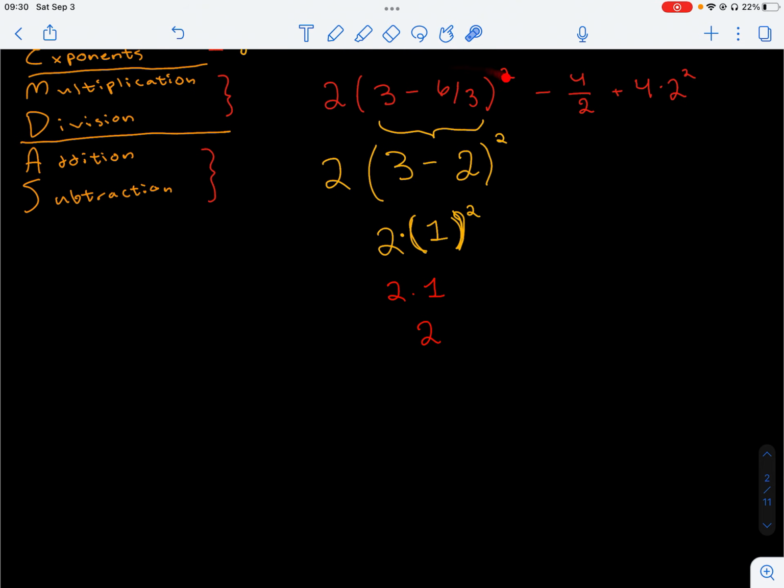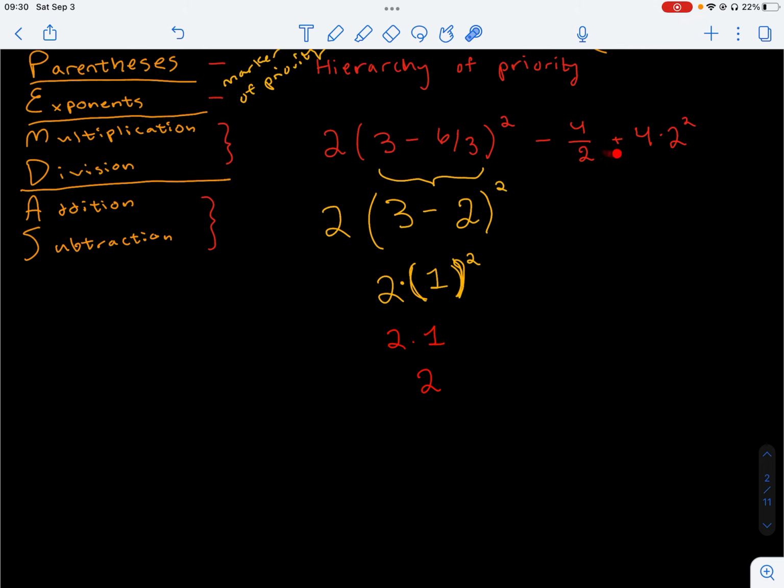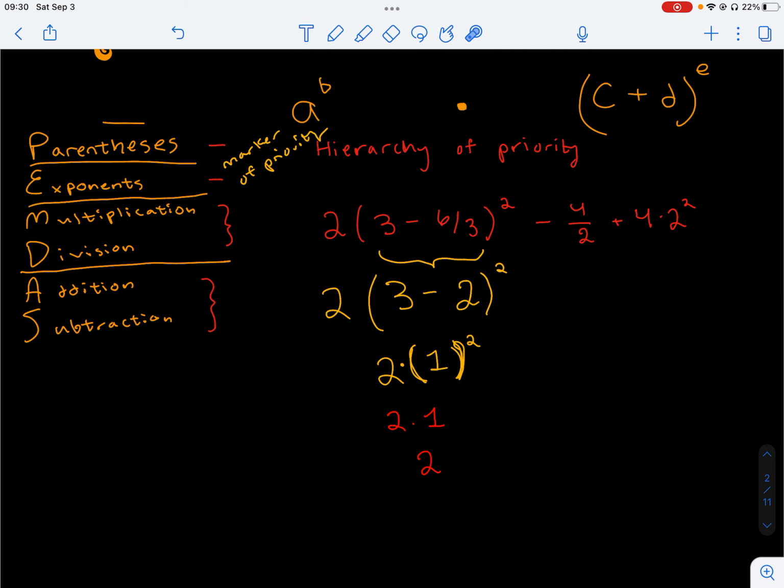Brilliant. We have now taken care of this entire term here. Now, the reason we've gone through all of this before touching any of this stuff over here is because right now I see a subtraction sign following this big giant term. Notice here, subtraction and addition, so this addition here would be the same, are the lowest priorities of everything else.